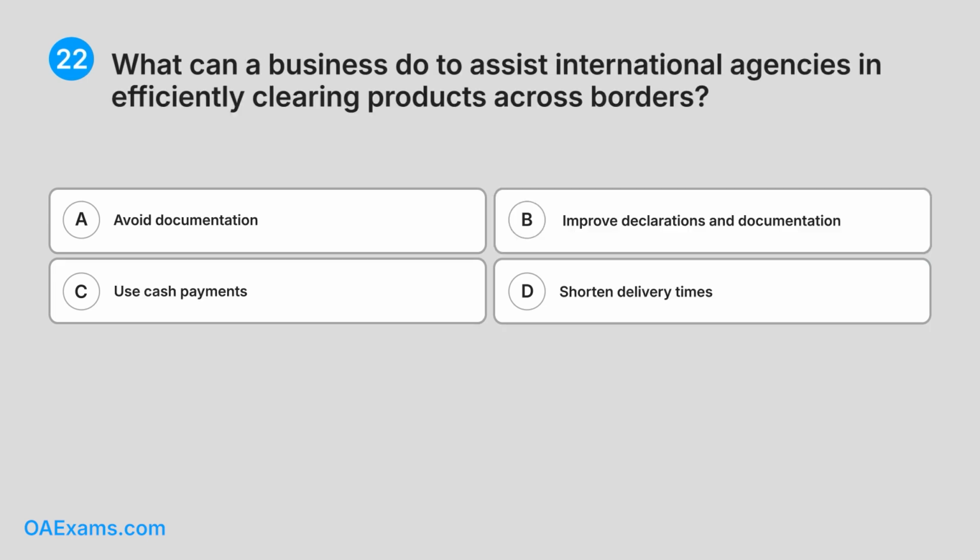22. What can a business do to assist international agencies in efficiently clearing products across borders? A. Avoid documentation. B. Improve declarations and documentation. C. Use cash payments. D. Shorten delivery times. Can you guess the answer?